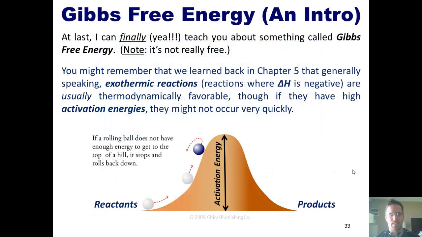At last, I can finally teach you about something called Gibbs Free Energy. Note, it's not really free. You might remember that we learned back in Chapter 5 that generally speaking, exothermic reactions, those are reactions where the change in enthalpy is negative, are usually thermodynamically favorable, though if they have very, very high activation energies, they might not occur very quickly, which I've depicted in this sort of generic energy diagram shown here.